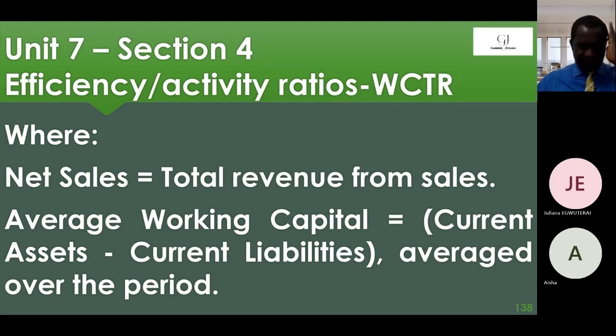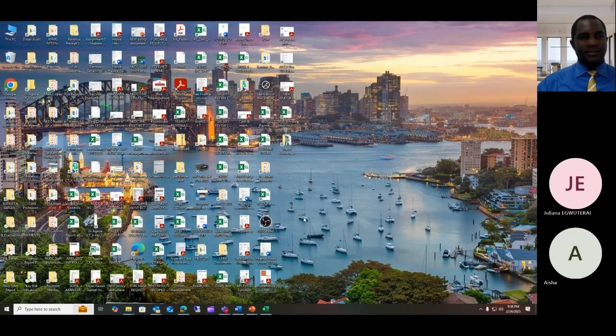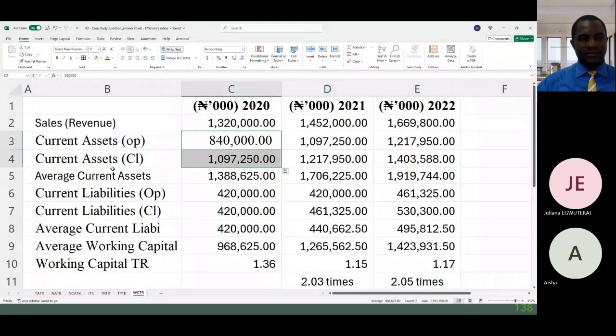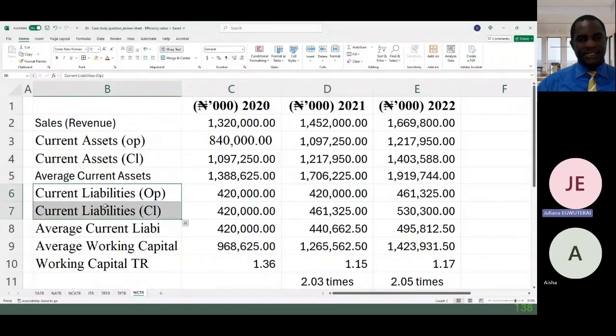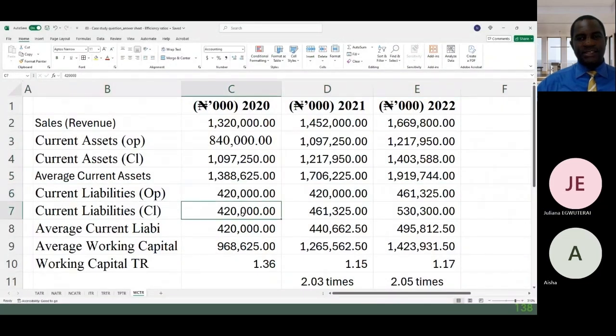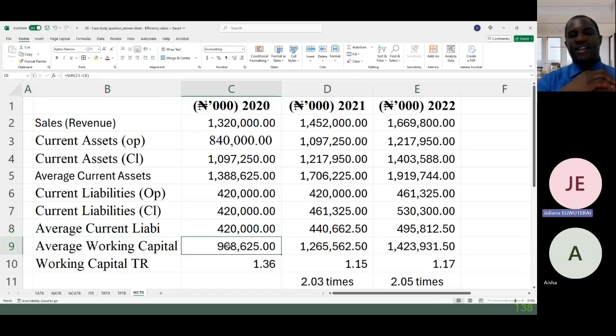So from this formula, what we did was to take the opening and the closing, and we have the average of current asset. And for current liabilities, we took the opening and the closing, and we have the average current liability. Then we now minus the average current liabilities from the average current assets, and it gave us the average working capital. Have you gotten it?